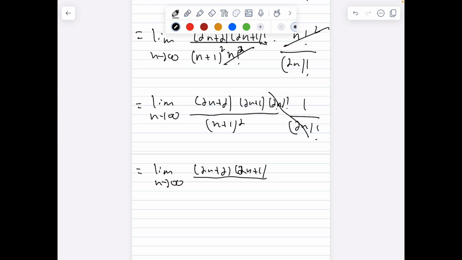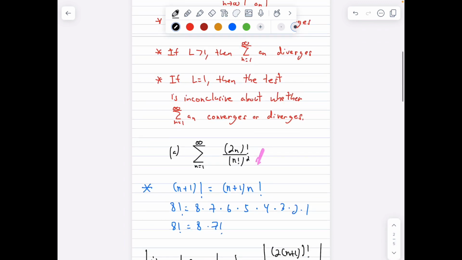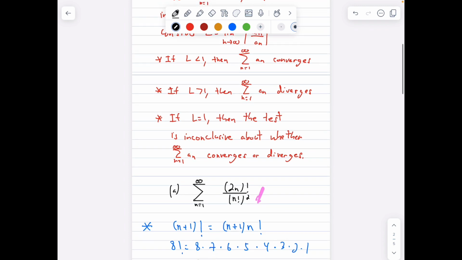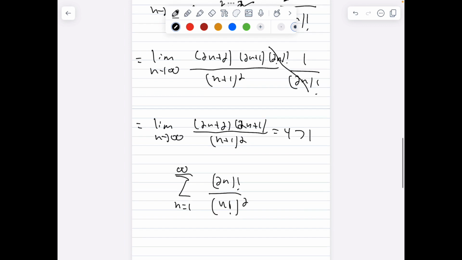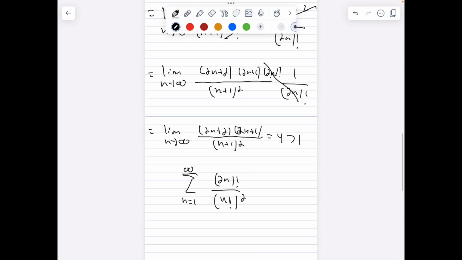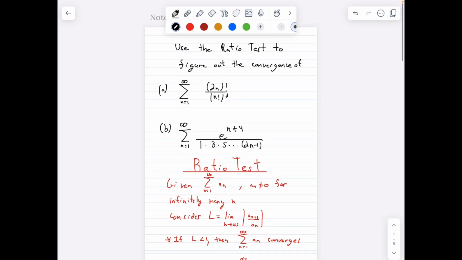So if we take this limit, and I'll let you work on that, that gives you 4, which is greater than 1. And therefore, according to the ratio test, if L is greater than 1, then the series diverges. So our series, the sum from n equals 1 to infinity of 2n factorial over n factorial squared, will diverge. Okay. All right. So again, we use the ratio test because of the fact that we had factorials.